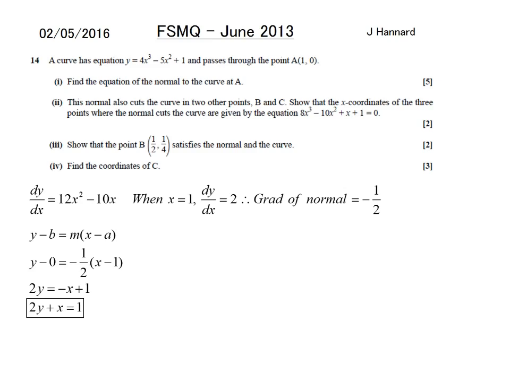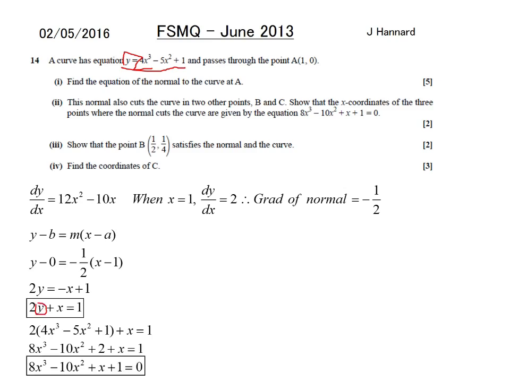But this normal also cuts the curve in two other points, B and C. Show that the x-coordinates of the 3 points where the normal cuts the curve are given by the equation that. Well, if we let y equal that, so y equals 4x cubed minus 5x squared plus 1. Where I see a y here, I can paste it in and call it that. And then I can expand and get that, and then tidy up, and I get exactly what the examiner wanted us to get.